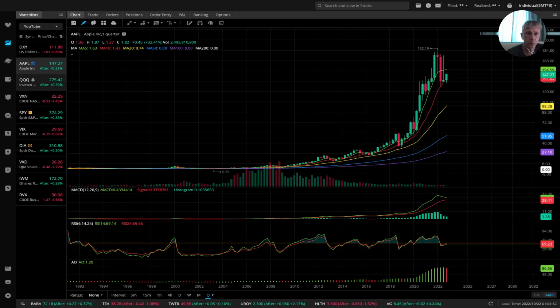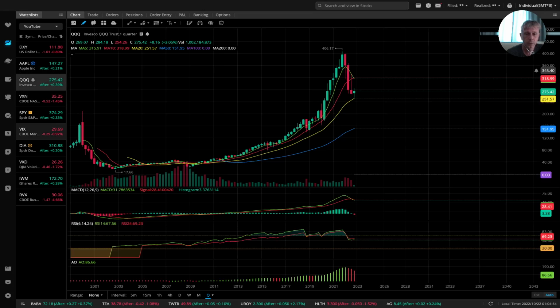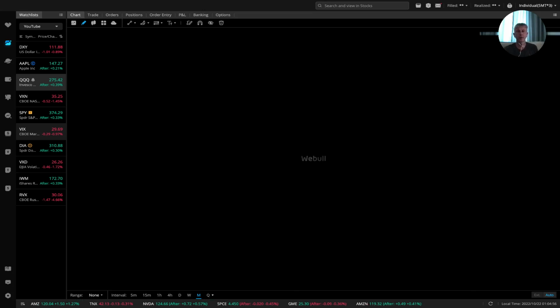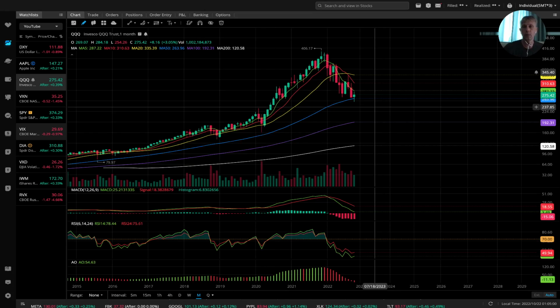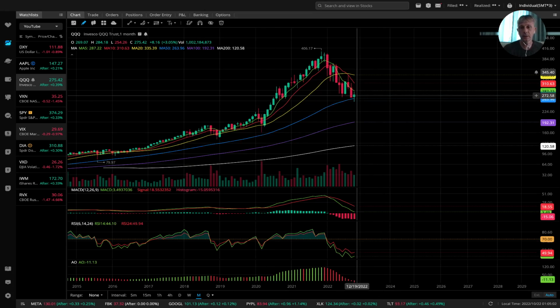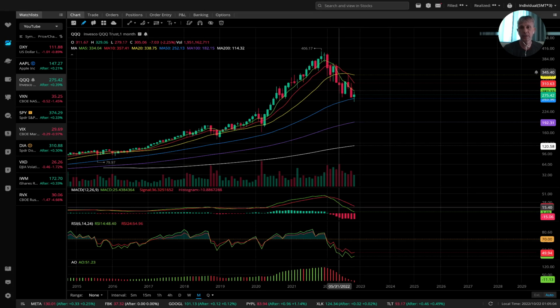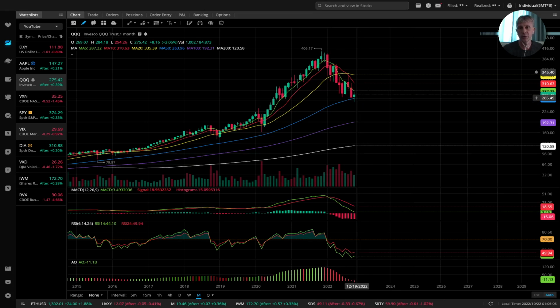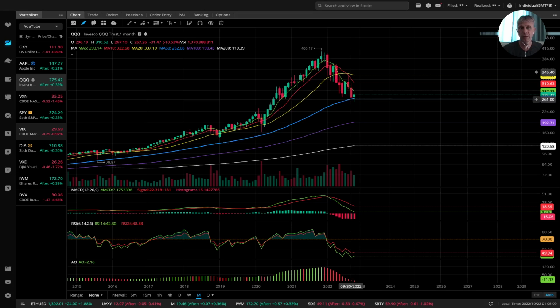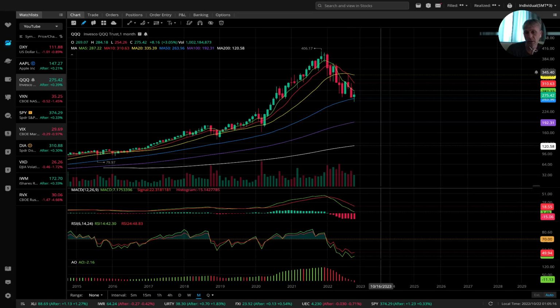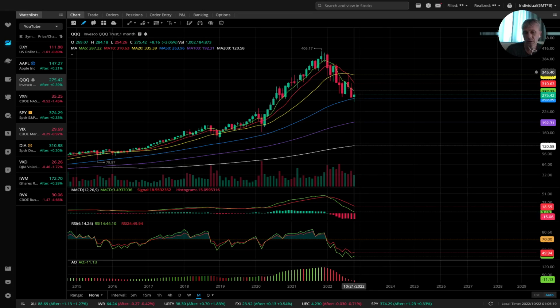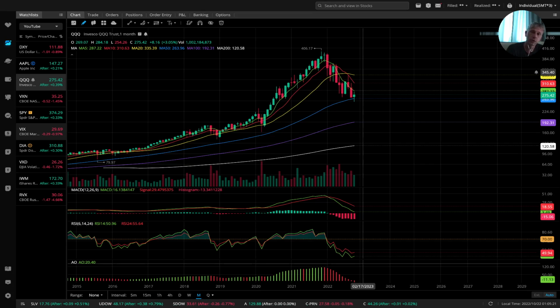Okay, let's move to Qs. Qs on monthly. The month is not done yet, but it is a bearish trend. The current bar touched the MA50 and bounced from MA50. Let's see if it can handle it, move up and change direction. So far, monthly, it's a bearish trend for Qs.